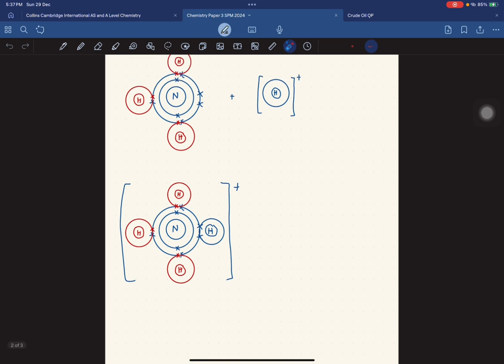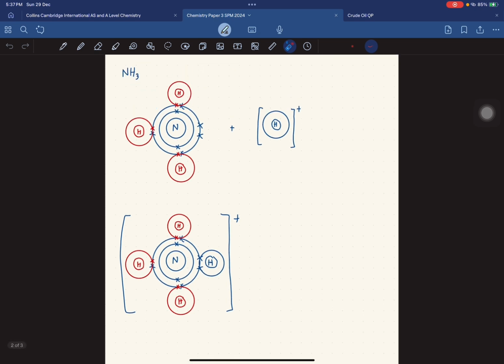And basically that is all for the formation of dative bond in ammonium ion.